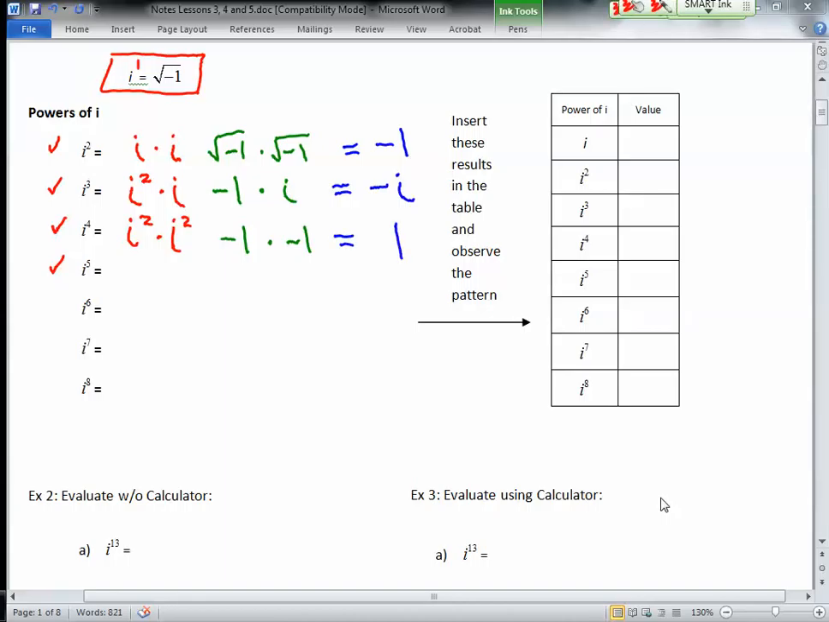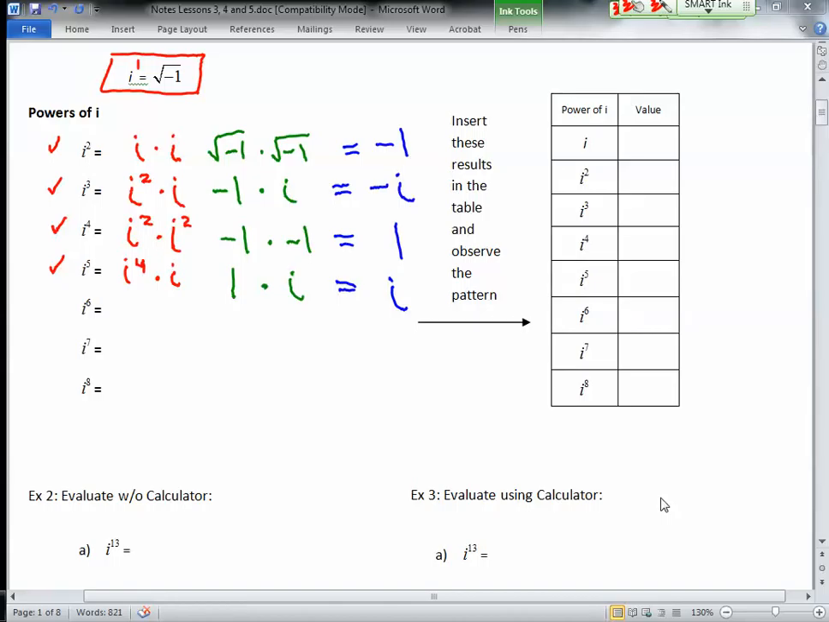i to the fifth. It's going to be the same thing as i to the fourth times i to the first. And we just said that i to the fourth was equal to a +1. So we have a +1 times i. And so that gives us a positive i again. We're going to see that there's a pattern. So we'll keep going through these, but you won't have to do it this way every time.